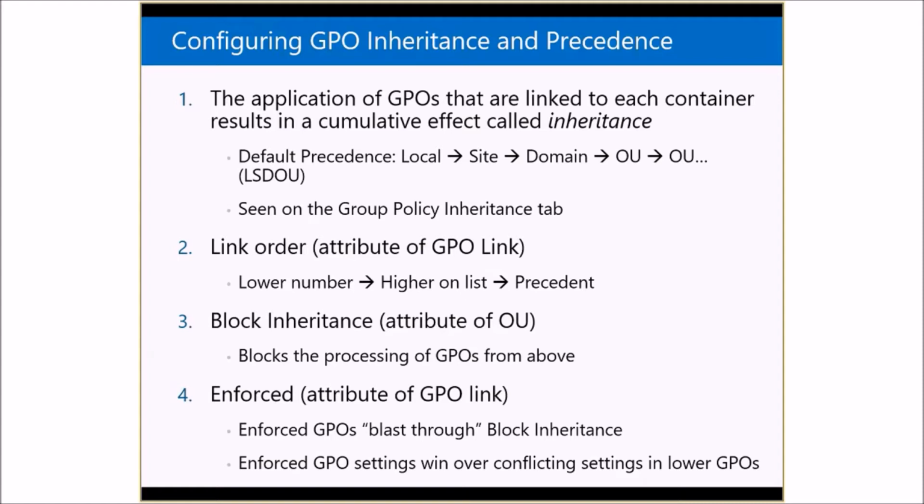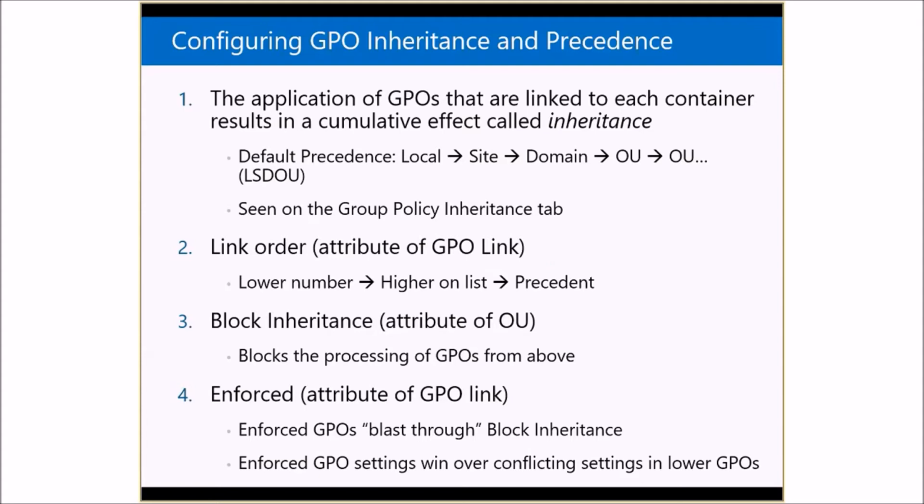What if I have an organizational unit here and I'm getting some normal settings up here from another GPO, but I don't want it to affect this organizational unit? It's a setting that's not appropriate for this organizational unit at a lower level. So what I can do is block inheritance. If I block inheritance, it blocks anything coming down from a higher level to this organizational unit, so it doesn't get those settings.